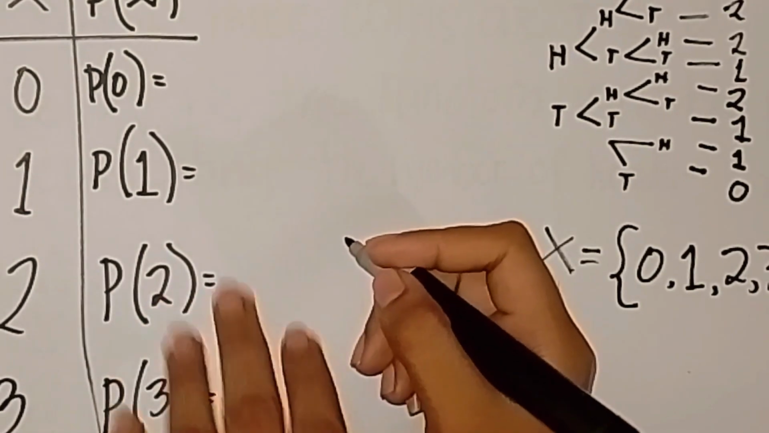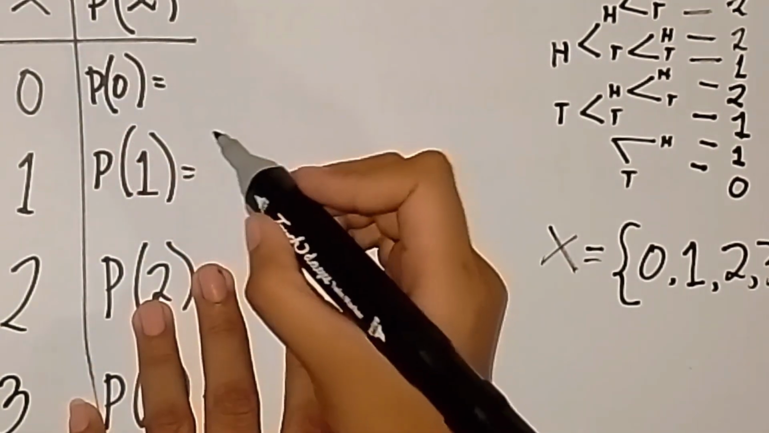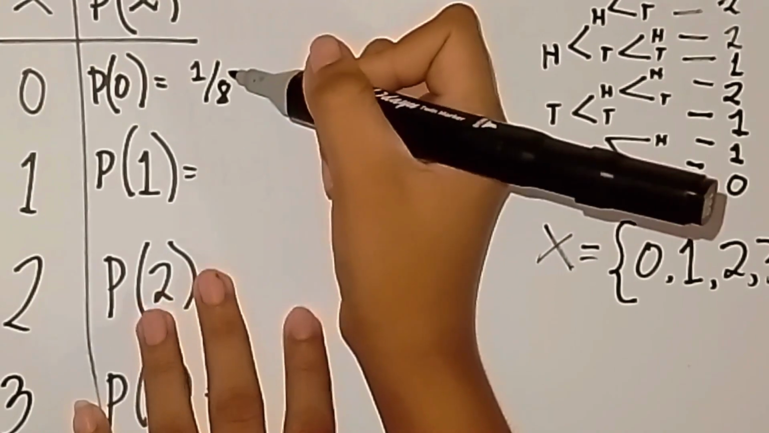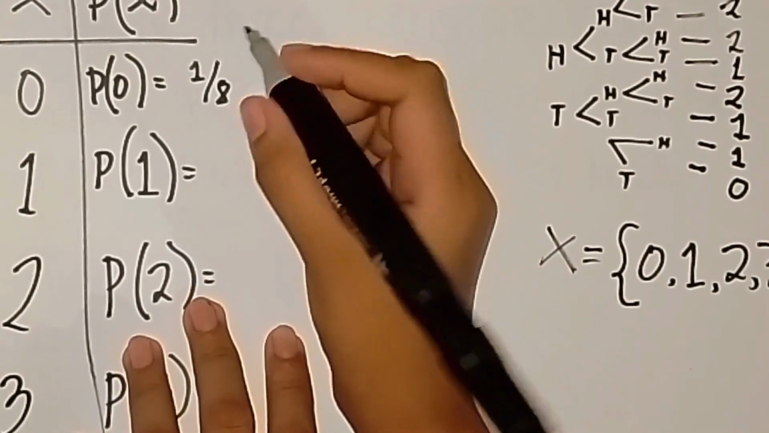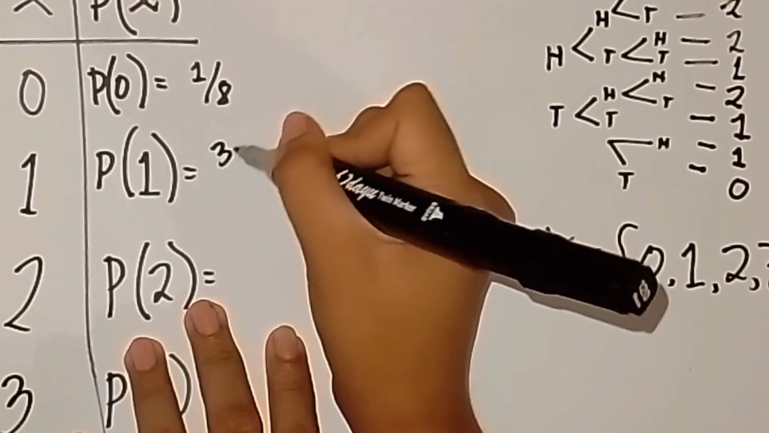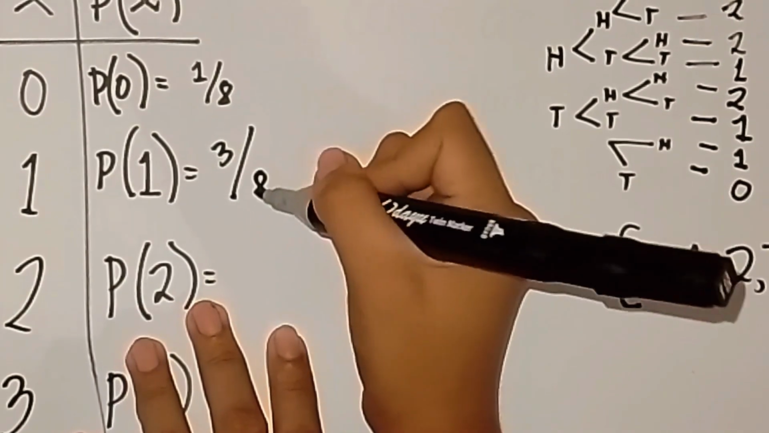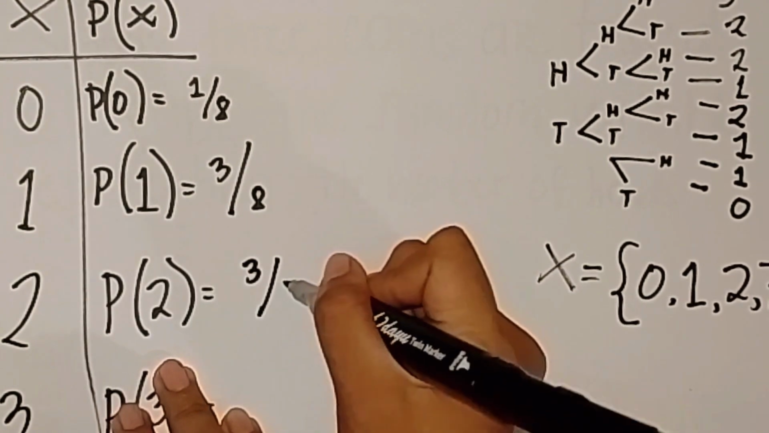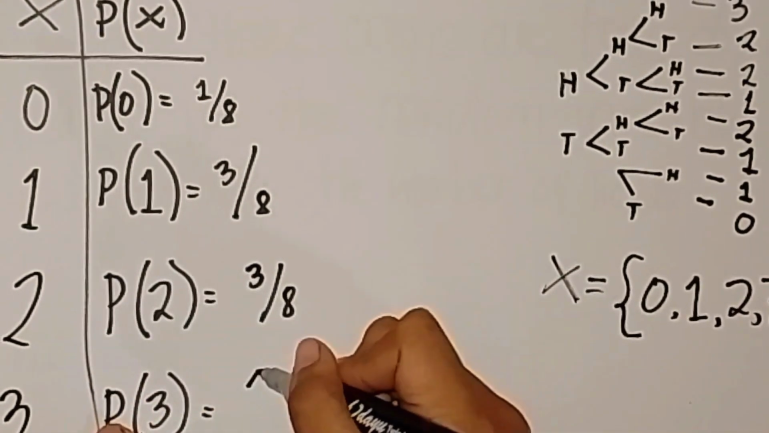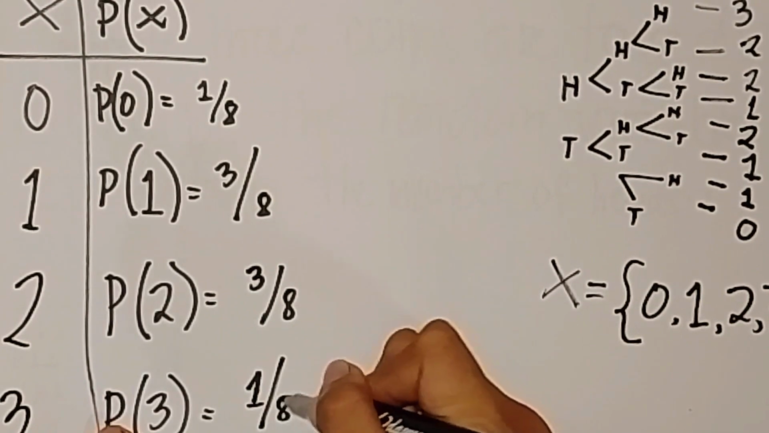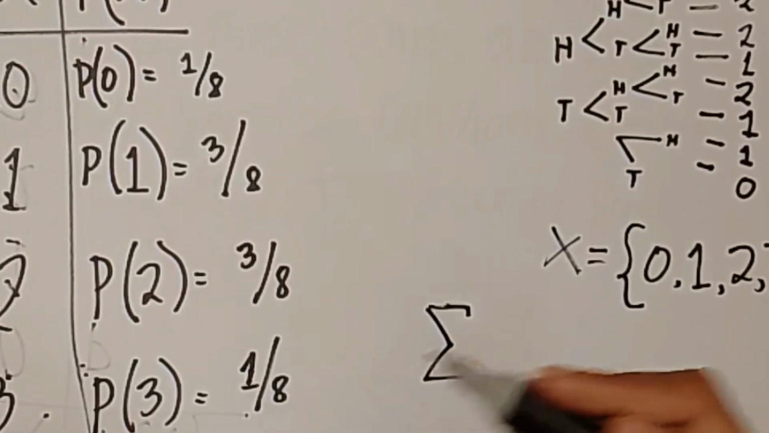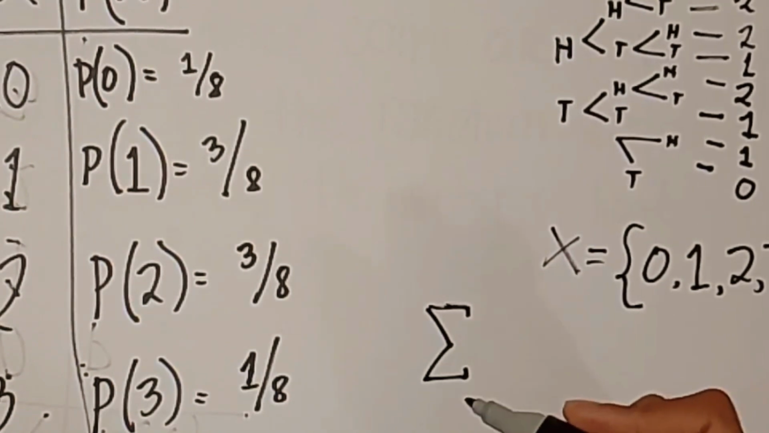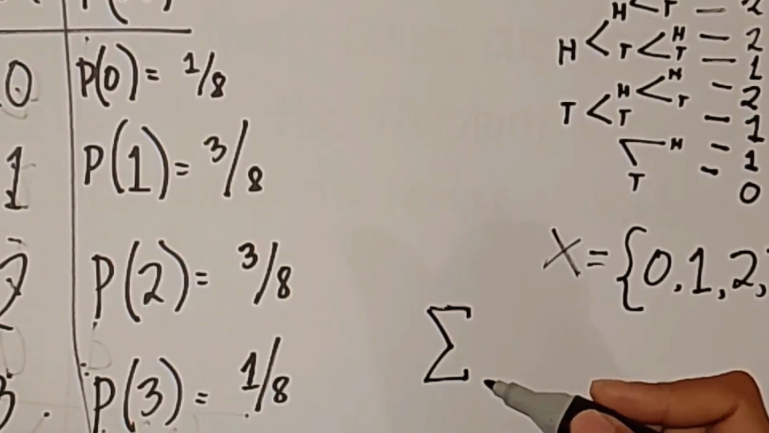The probabilities of x are 1 over 8, 3 over 8, 3 over 8, and 1 over 8. Then, we get the summation to prove if this is a probability distribution.